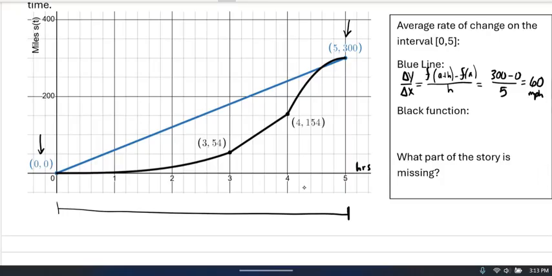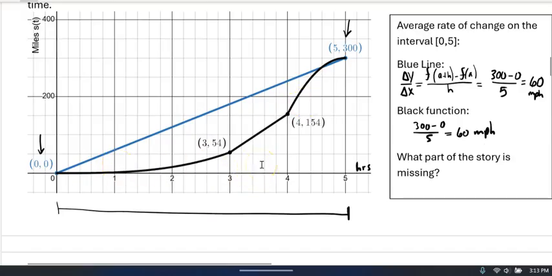Now, if you look at the black function, it turns out that the left and the right have the same values, so we would still get 300 minus 0 over 5, or 60 miles per hour. So what part of the story is missing? It's probably pretty obvious that even though they had the same average rate of change, starting at 0, 0 and ending at 5, 300, the blue went at a steady rate while the black function went at a varying rate.